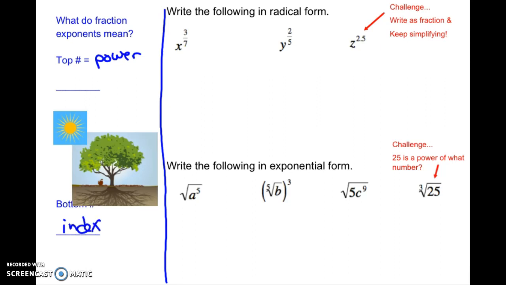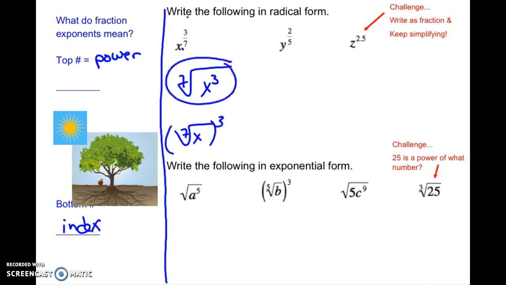So let's see how that looks. They ask us to write the following in radical form. That means you need a radical. X is the radicand. 7 is the index. And the power is 3. So we can write the 7th root of x cubed. Or we can write the 7th root of x, cubed. Generally, this is how we're going to do it in our class.